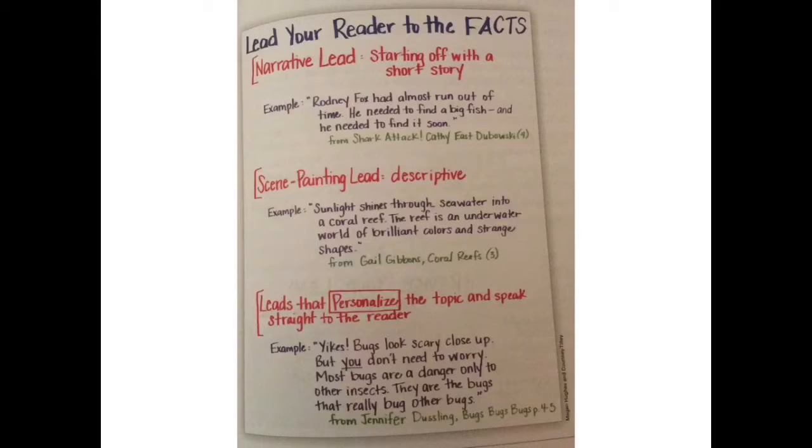The next type of lead is a scene painting lead. It's descriptive. It paints a picture for your reader to imagine. For example, sunlight shines through seawater into a coral reef. The reef is an underwater world of brilliant colors and strange shapes. So having a lead like that gets your mindset ready to learn about what life is like on the coral reef.